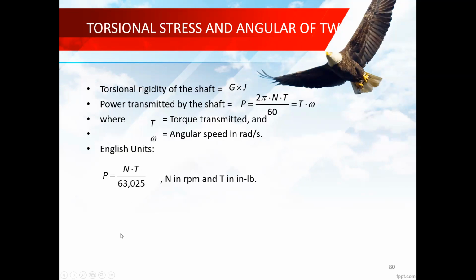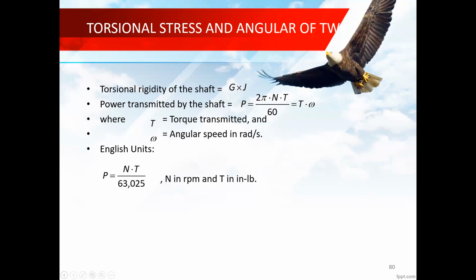Torsional rigidity of the shaft is equal to J times G. Power transmitted by the shaft is P equals 2 pi NT over 60, or T times the angular velocity, where T is the torque transmitted and omega is the angular speed in radians per second. In English units, P is equal to NT over 63,000, or 63,025 to be exact, where N is in RPM and T is the torque in inch-pound.